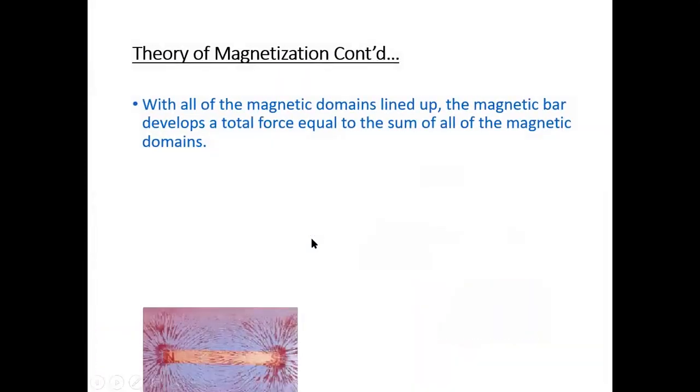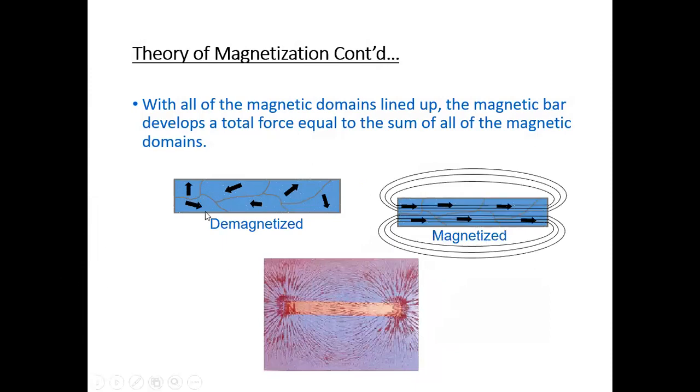So here we are going to discuss again this theory of magnetization. See, the domains are randomly oriented here. This condition is before magnetization or after demagnetization.